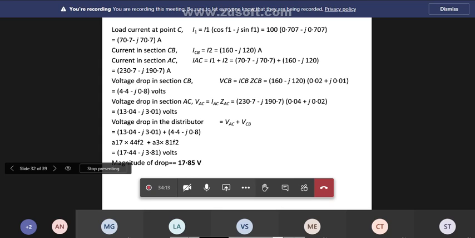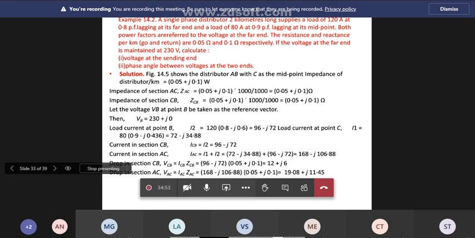So same ditto. Voltage drop is nothing but losses, VAC plus VCB. So like this, 17.44 minus j 3. What is the magnitude of this one? 17.85, right? So this is a most important problem, they don't change the values also. It is a 10 marks problem. Just calculate first the impedance, next the current, next the voltage drops. Suppose they are asking for the sending end voltage, then add the receiving end voltage value. Similarly, next problem, ditto problem.